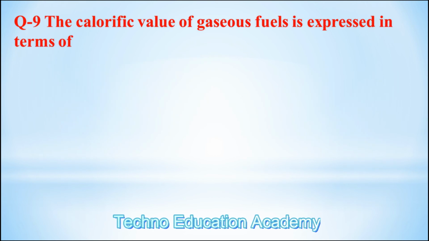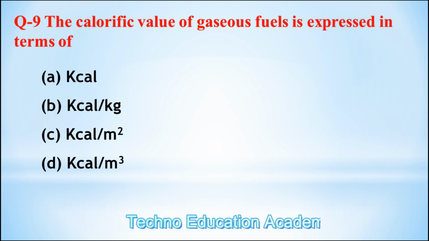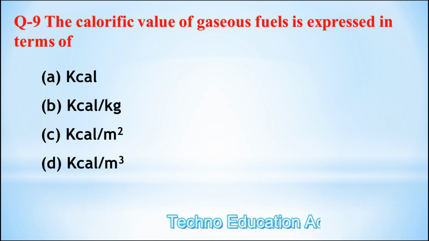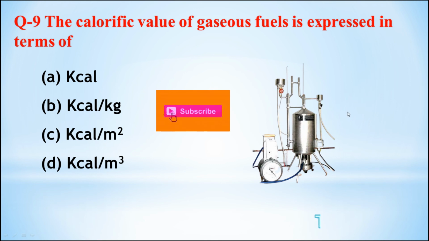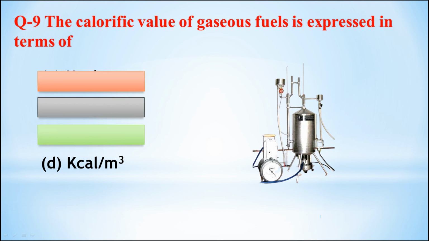Question number 9. The calorific value of gaseous fuel is expressed in terms of: option A, kilocalorie; option B, kilocalorie per kg; option C, kilocalorie per meter square; option D, kilocalorie per meter cube. We know that to measure the calorific value of gaseous fuel we are using Junker's calorimeter, and for solid and liquid we are using Bomb calorimeter. This is a Junker's calorimeter, which is used to measure the calorific value of gases, and it is measured in kilocalorie per meter cube. So the right answer is option D.